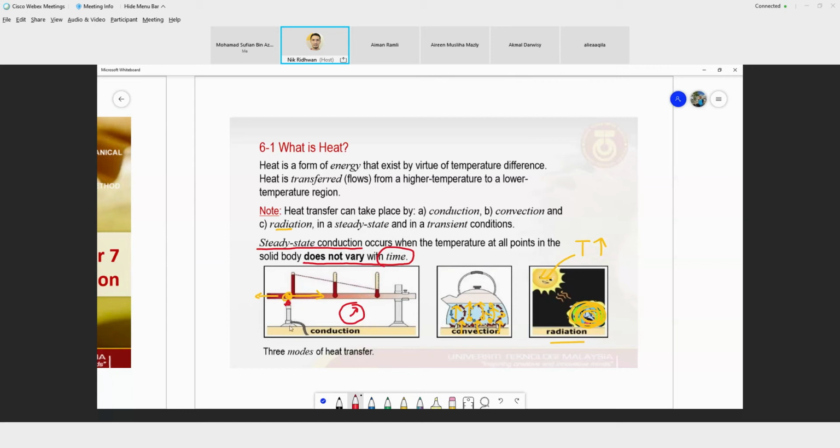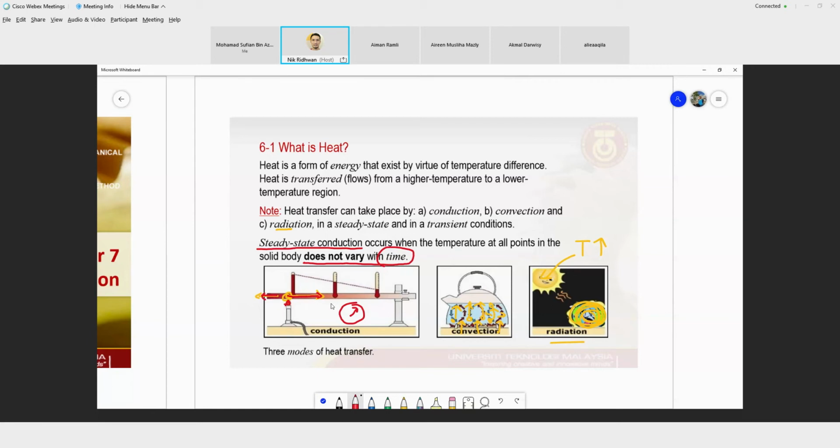So once you ignite this, what we call a Bunsen burner, then the temperature will start to travel from this point to the right and to the left as well.